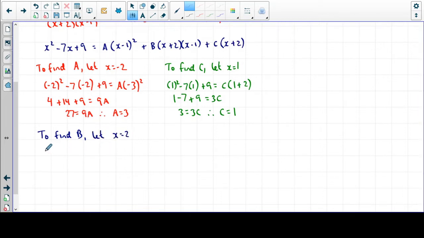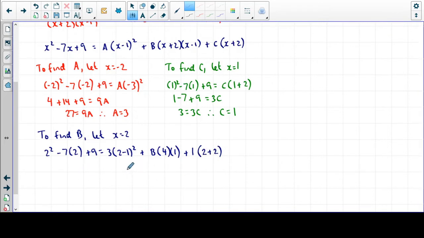So what we're going to have is 2² − 7 times 2 + 9 is equal to A. Well, A is equal to 3. So that's going to be 3 times (2 − 1)² plus B, we still don't know what B is. That's going to become 4 and 1. And plus C, well C is equal to 1.